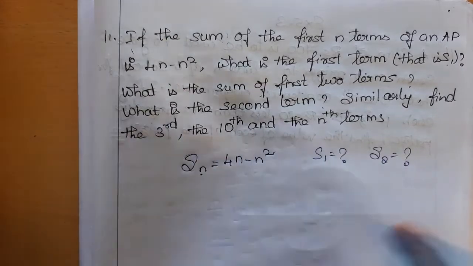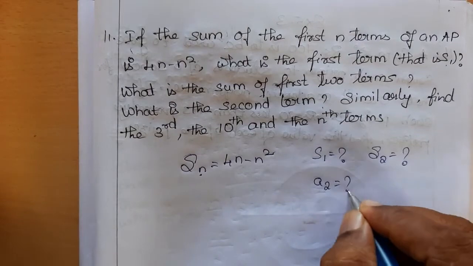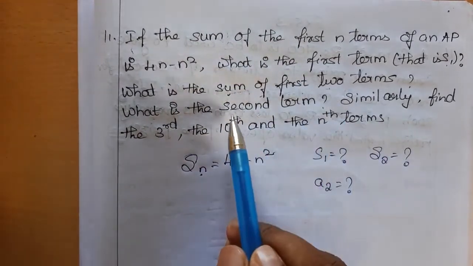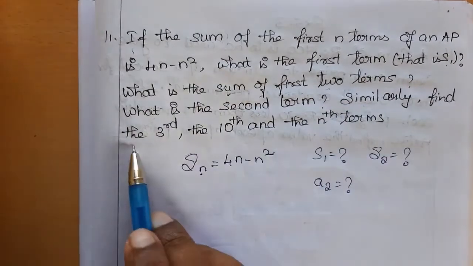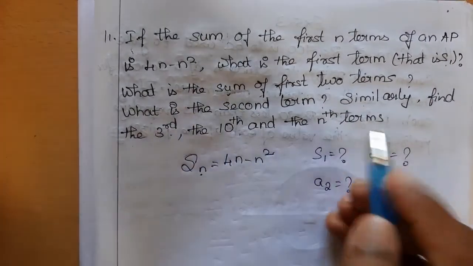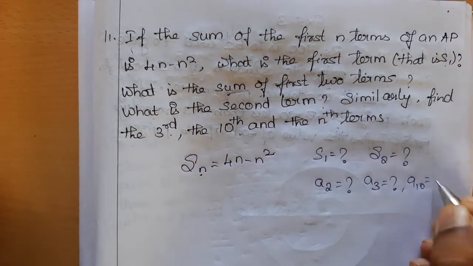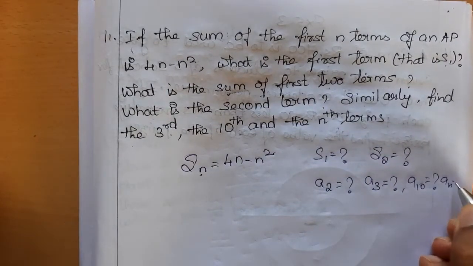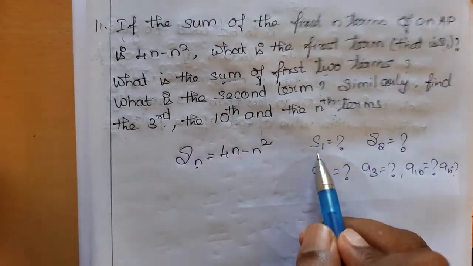And what is the second term? They are asking for the second term. Second term means A2, right? Here is the sum of the first term, here is the second. They ask only for the second term, so it is A2. And similarly find the third, 10th and nth term. So A3 also we have to find, A10 also, and An also. Clear? So first let me find S1.